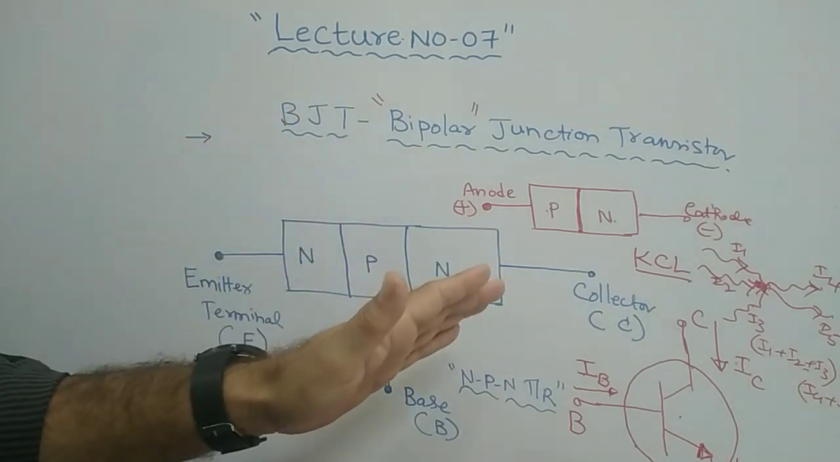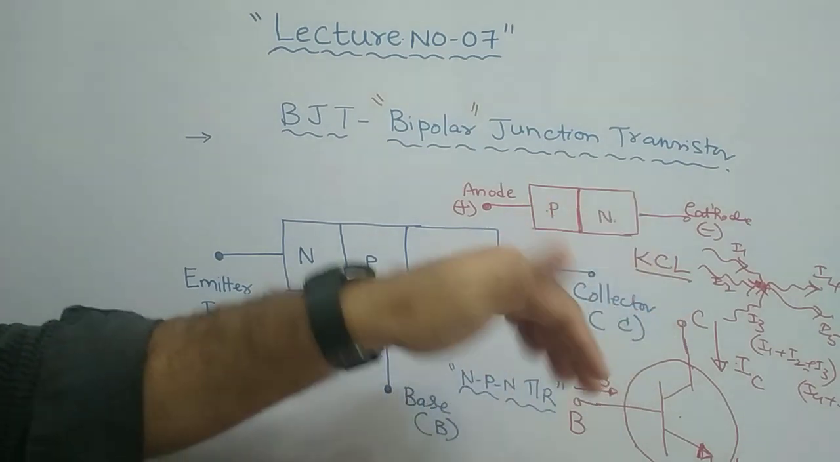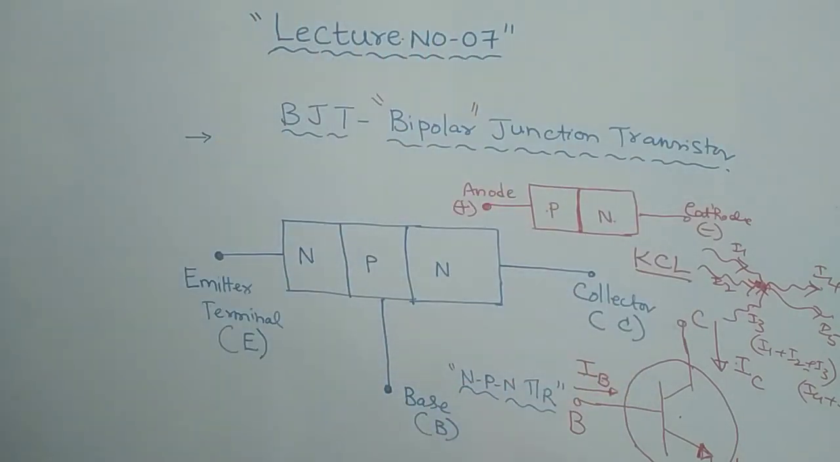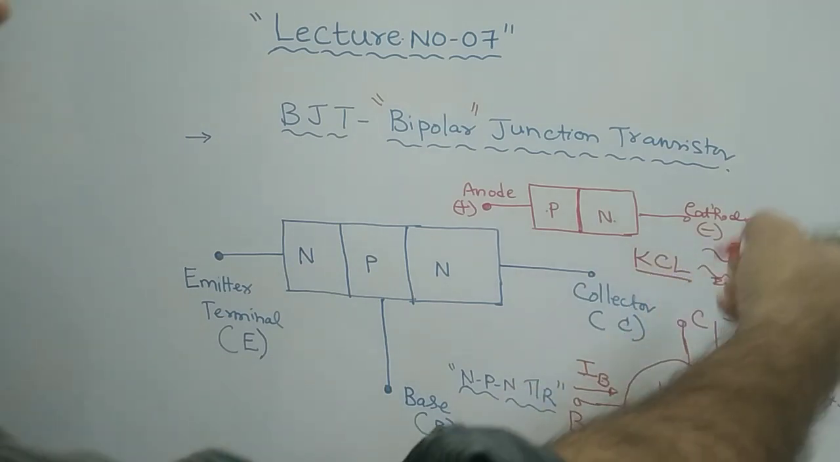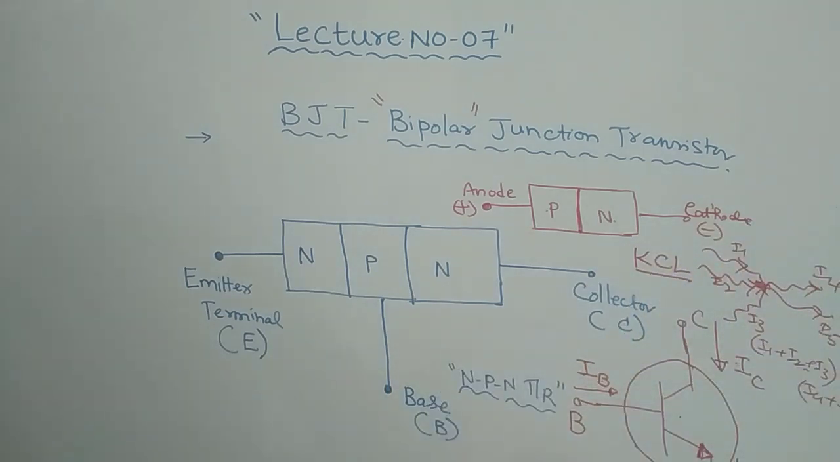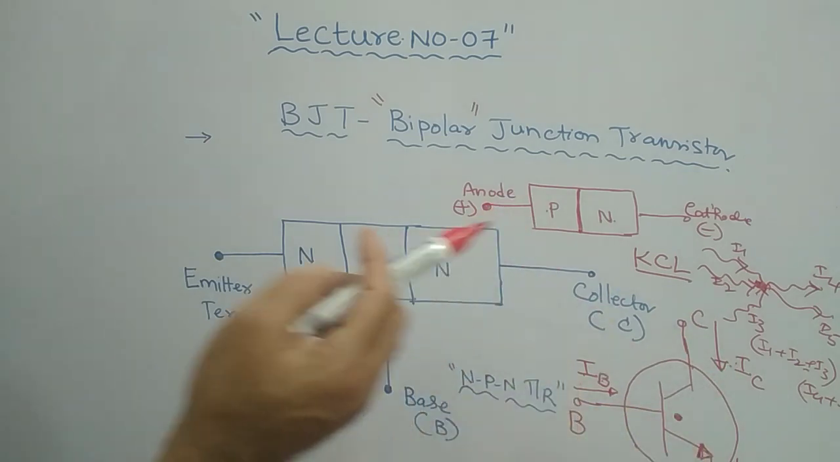The sum of leaving current at a particular node is equal to the sum of entering current. If you apply the same rule here, this is the node. By observing the direction of the currents, IB is entering here, IC is also entering here. So IB and IC are entering at this node, whereas IE is going out. Therefore, IB plus IC is equal to IE.